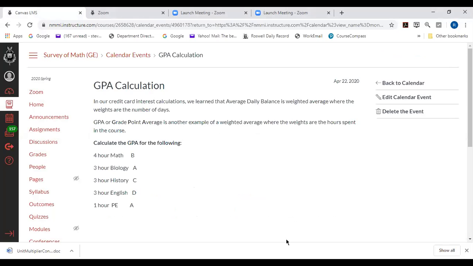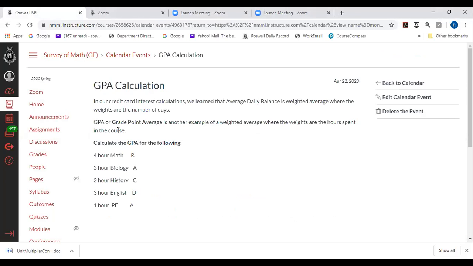I wanted to spend some time talking to you guys about grade point average. Now, a lot of y'all may already know how to do a GPA calculation, but right up here, you can see what this stands for. GPA, by the way, stands for grade point average, an abbreviation for grade point average.